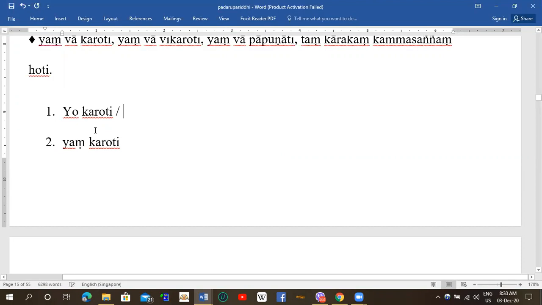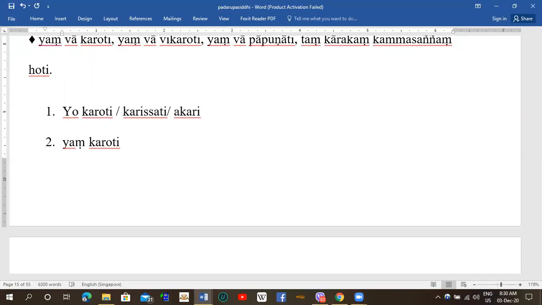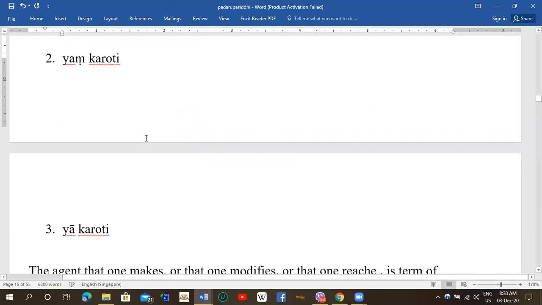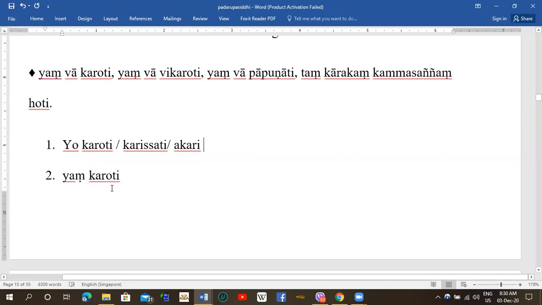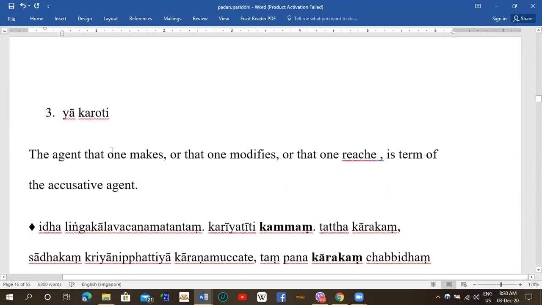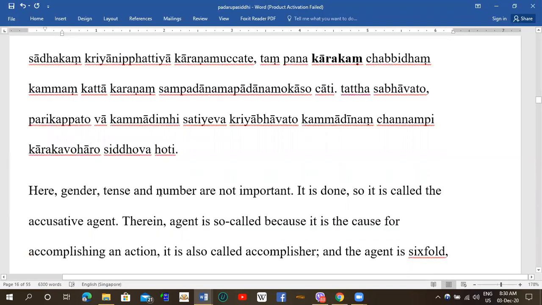Yo karisati, karisati. Yo akari, past tense is also not important. In the same way, yankaroti, yankarisati, yankari. Tense also not important. Number, singular number, plural number is not important here.